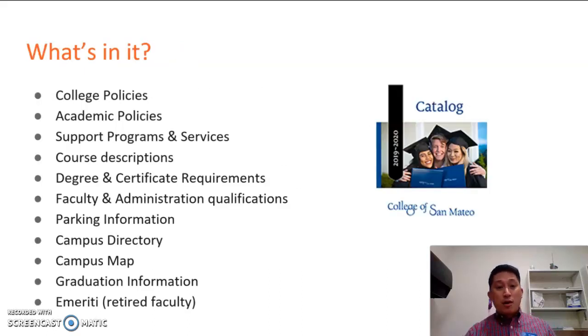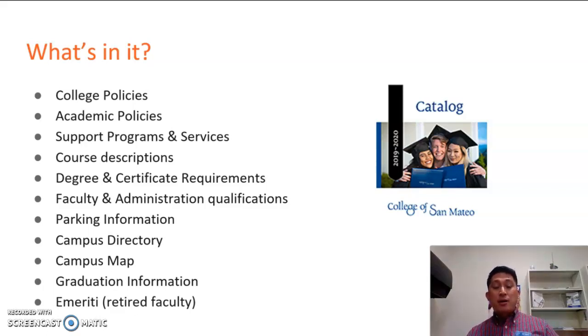Okay, so what's inside the catalog? There's information on policies at the college and rules and regulations, academic policies as far as cheating and plagiarism, how you conduct yourself and what's appropriate, student support services that are here. And again, we have the Accessing Student Services assignment that highlights some of the key student services. But please note that what's in the assignment isn't limited to what we offer at CSM. There are a lot of programs and student services.